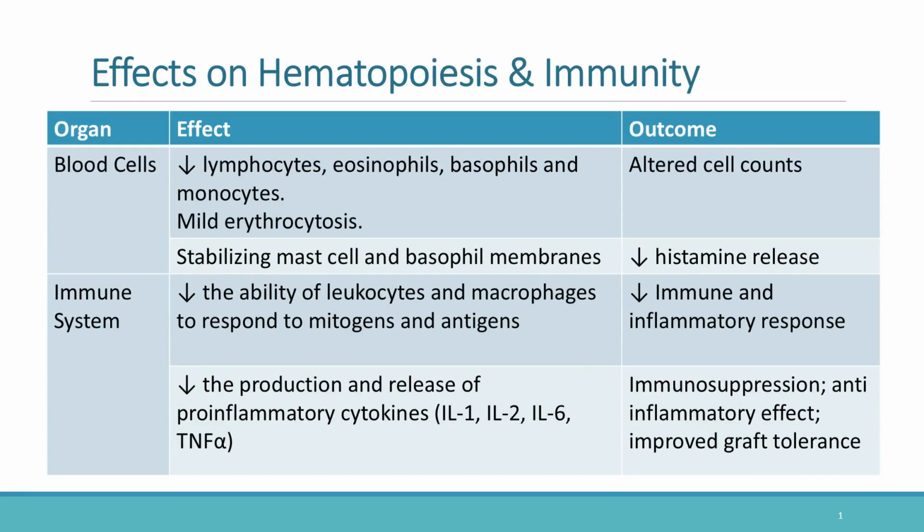Glucocorticoids reduce lymphocytes, eosinophils, basophils, and monocytes while slightly increasing RBC count. They stabilize mast cells and suppress histamine release. They suppress cytokine production, inhibit leukocyte activation, and impair macrophage function. This results in immunosuppression and anti-inflammatory effects. These actions are therapeutically beneficial in autoimmune diseases, allergies, asthma, and transplant medicine, but they also increase susceptibility to infections.